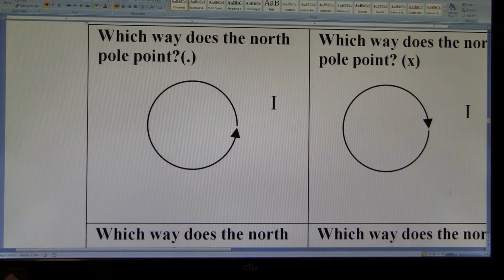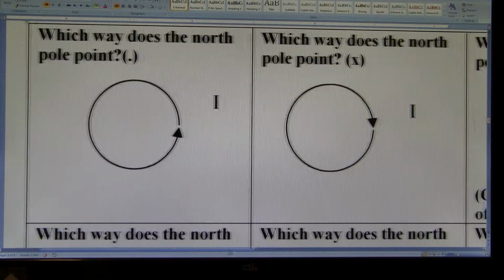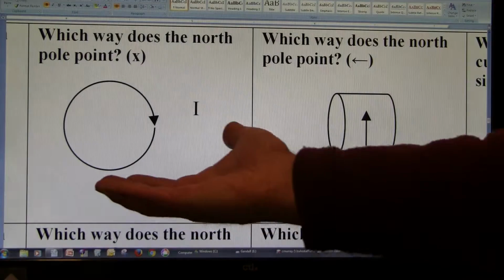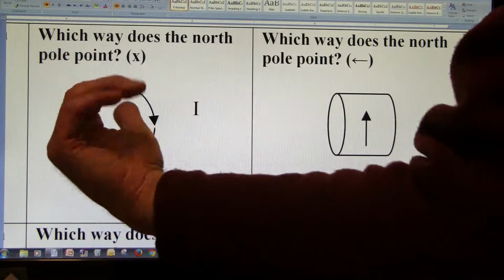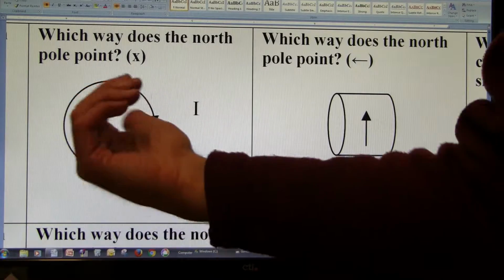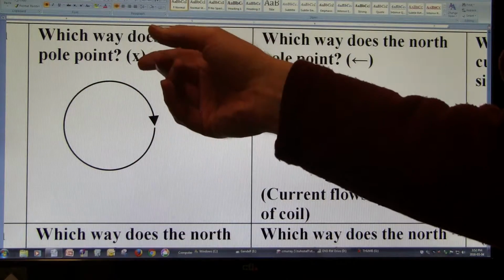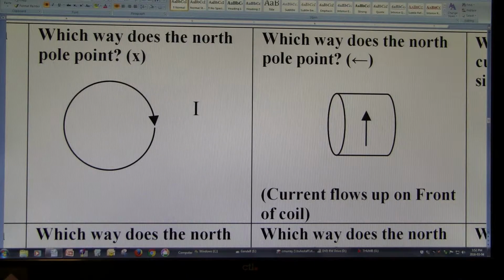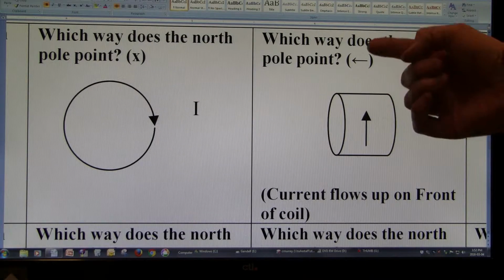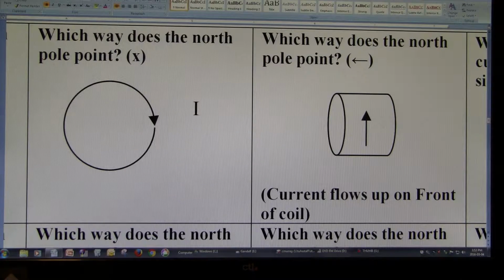For this next one, we wrap our fingers in the direction that the current goes, and the North Pole is into the page, or the South Pole is out of the page, right? But it's asking where the North Pole is, so therefore it's into the page, right? And then this is supposed to be a coil. I just didn't bother to show the wires, right?